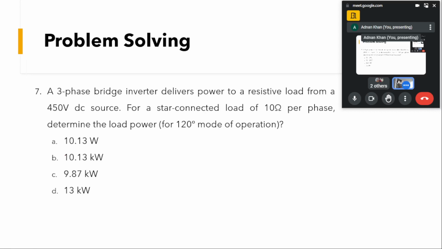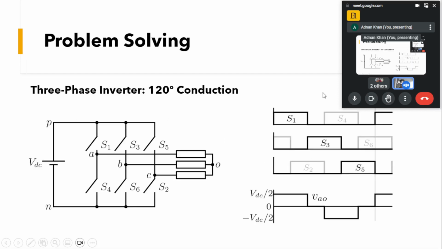Coming to problem 7. What we have here is a three-phase bridge inverter delivering power to a resistive load from a 450 volt DC source. The source voltage given to us is 450 volt DC, and also given is a star connected load of 10 ohm per phase. Determine the load power for 120-degree mode of operation. What we have to do is calculate the load power for 120 degree.